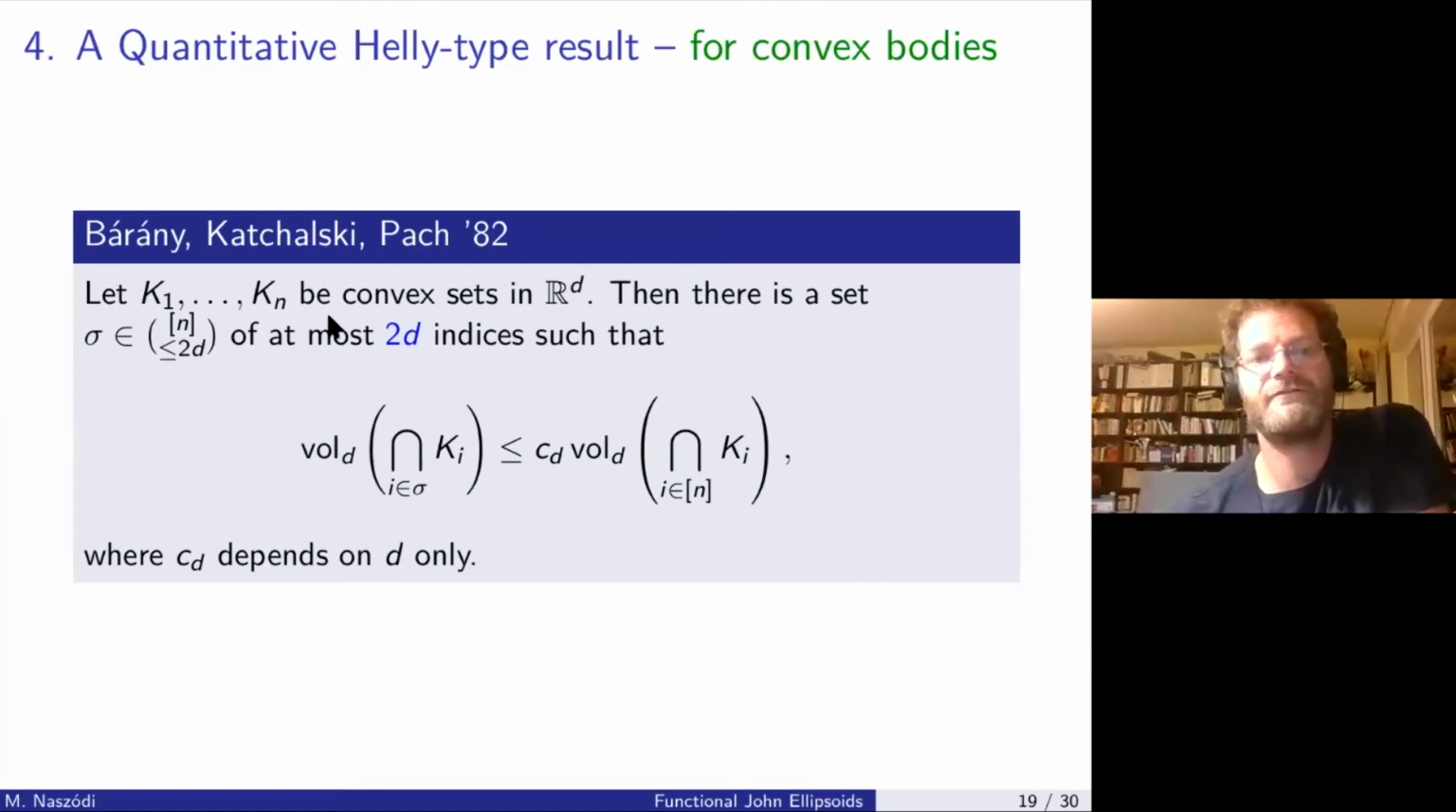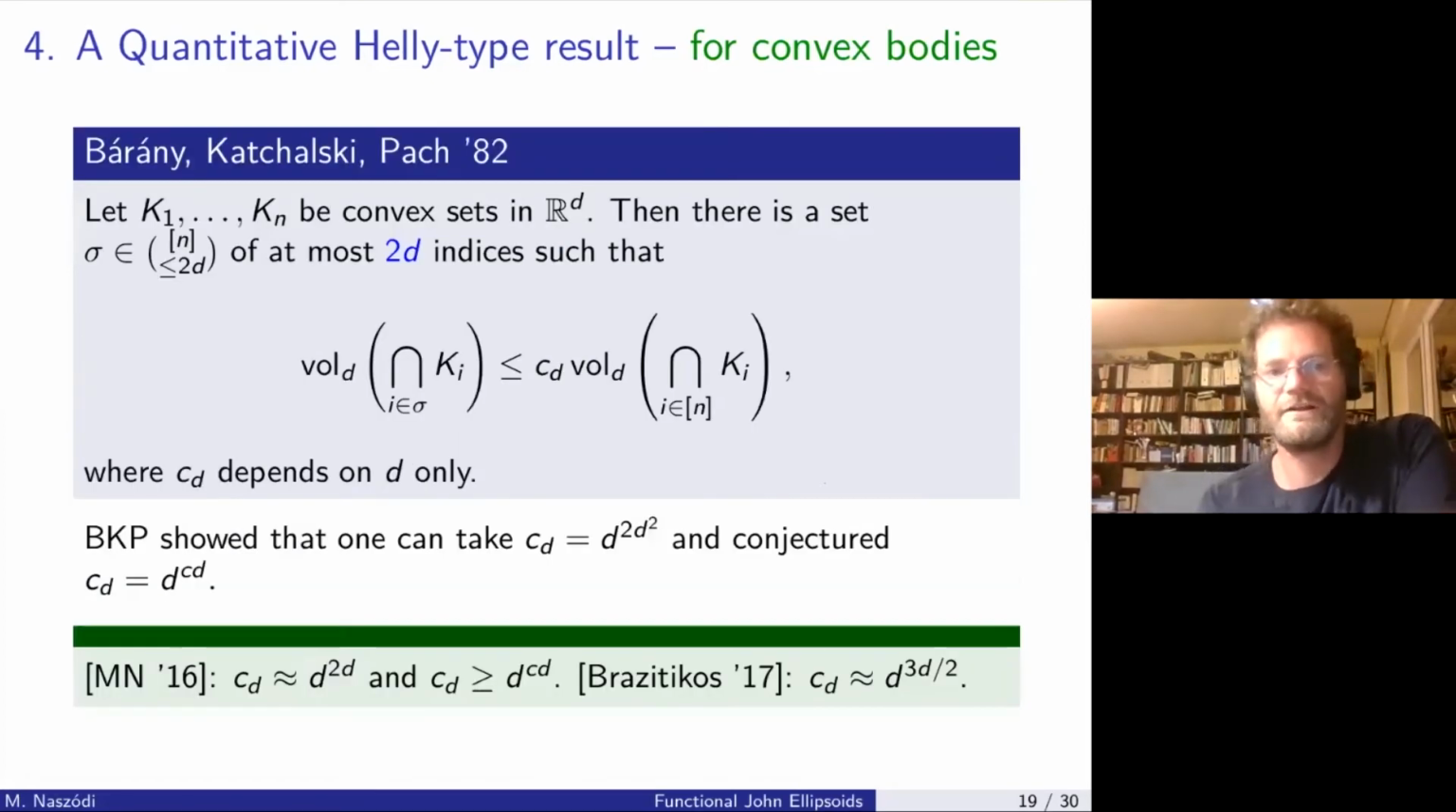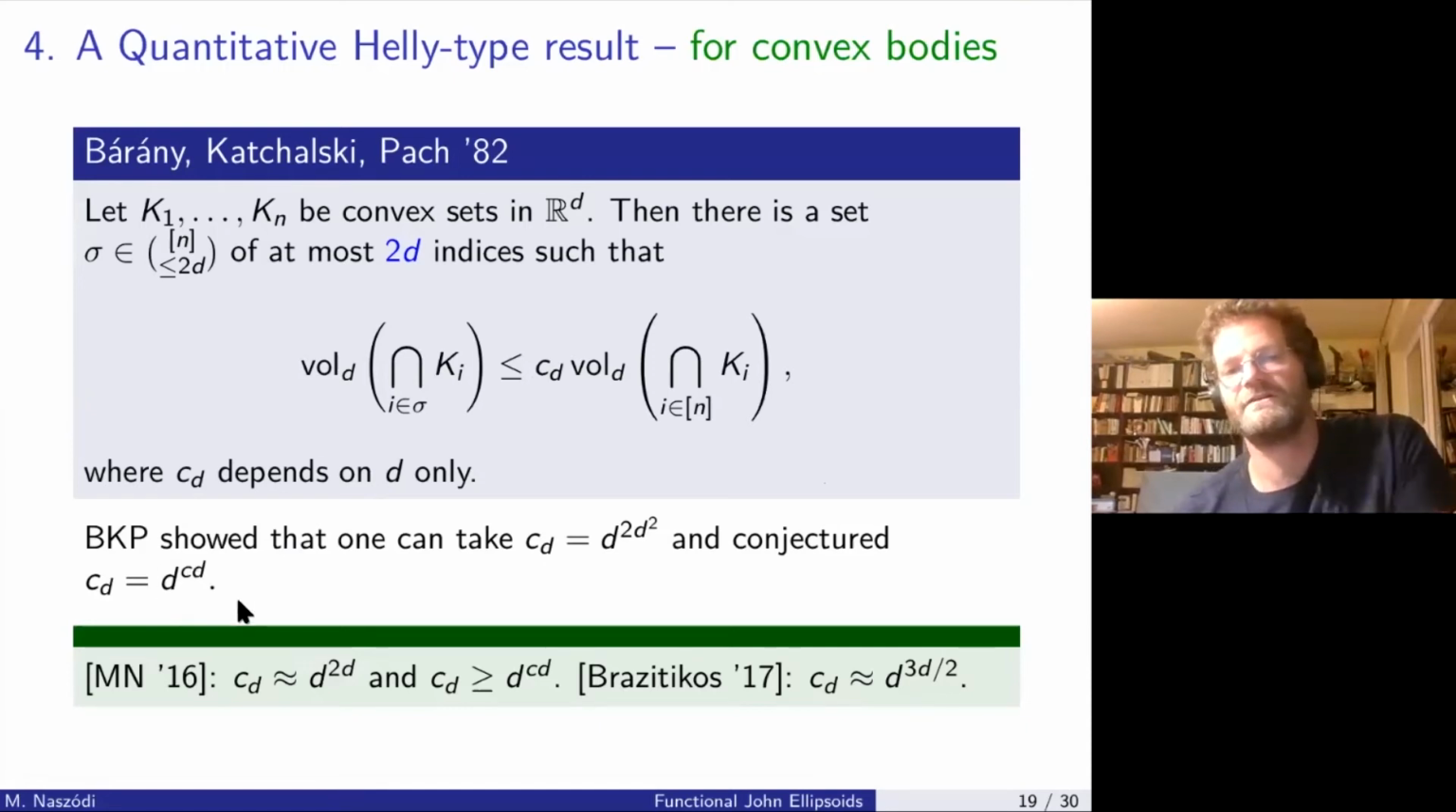It says: take a finite family of convex sets. Then you can take a subfamily of size at most 2d, such that the volume of the intersection of that subfamily is not going to be that much bigger than the volume of the intersection of the original family. They gave a bound for this c_d of order d to the d squared, and said that it should be d to the constant d, which a few years ago I proved to be d to the 2d.